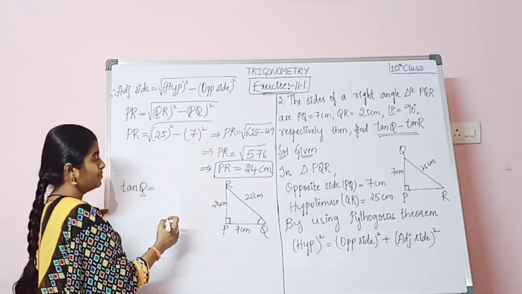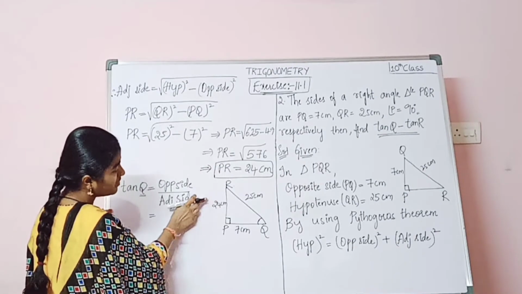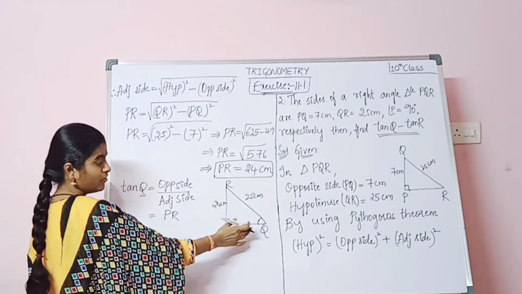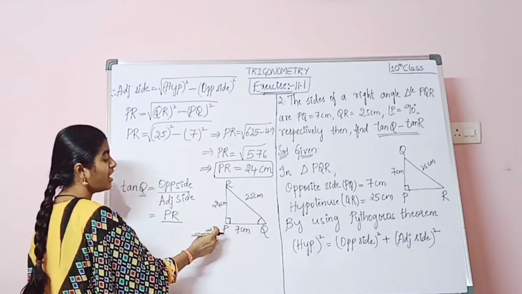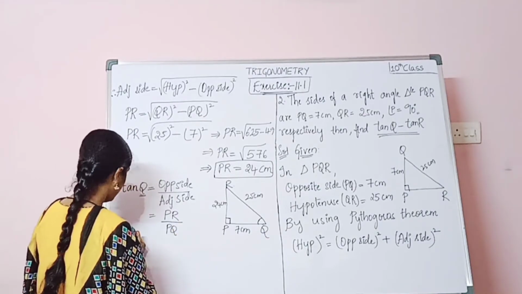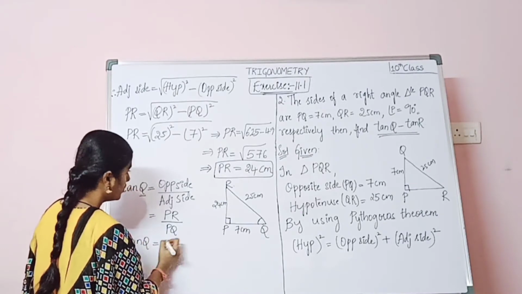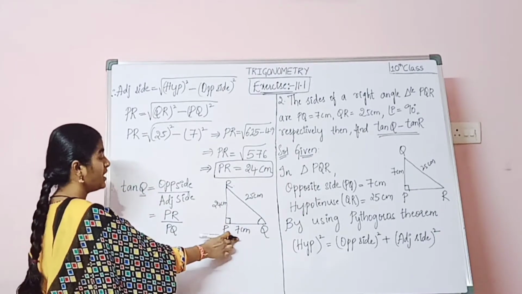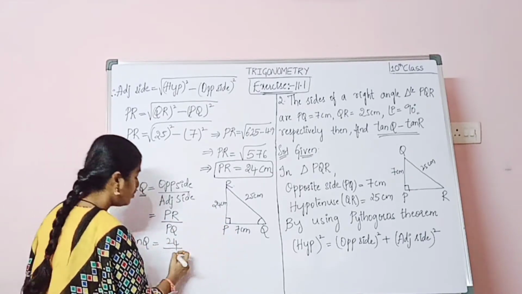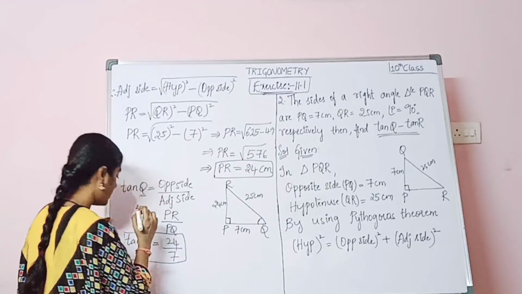So tan Q. What is the formula for tan? Opposite side by adjacent side. What is the opposite side here? PR. So the opposite side is PR, and the remaining side is the adjacent side, PQ. So therefore tan Q equals, what is PR? 24, by, what is PQ? 7. So tan Q equals 24 by 7.